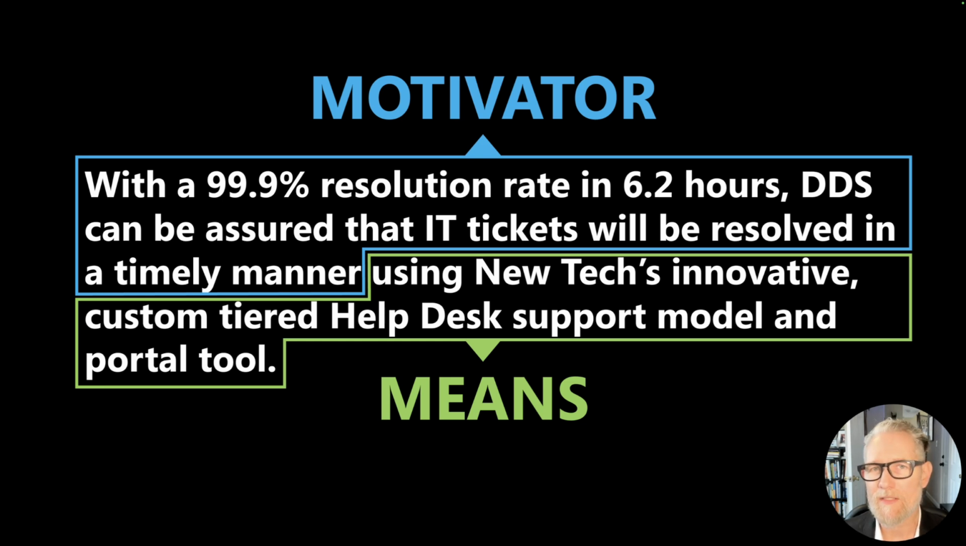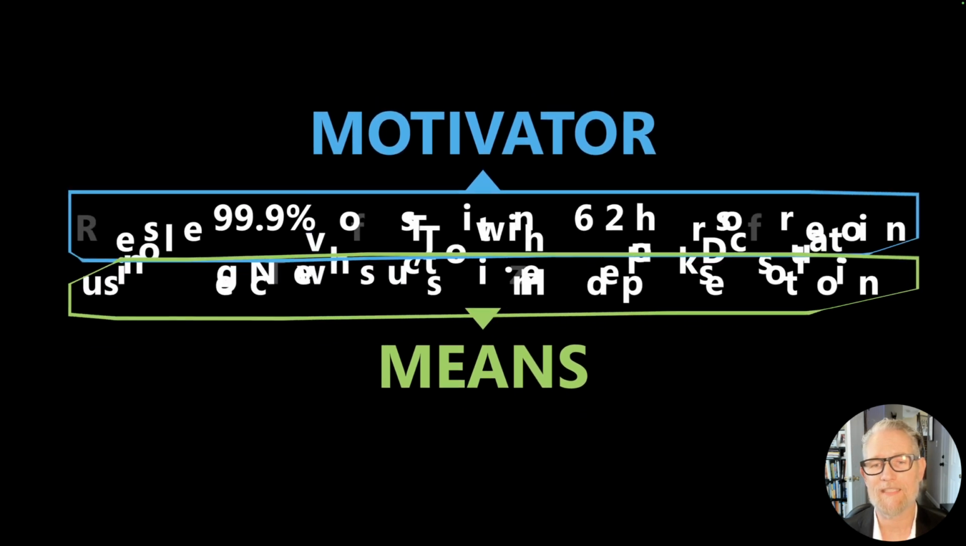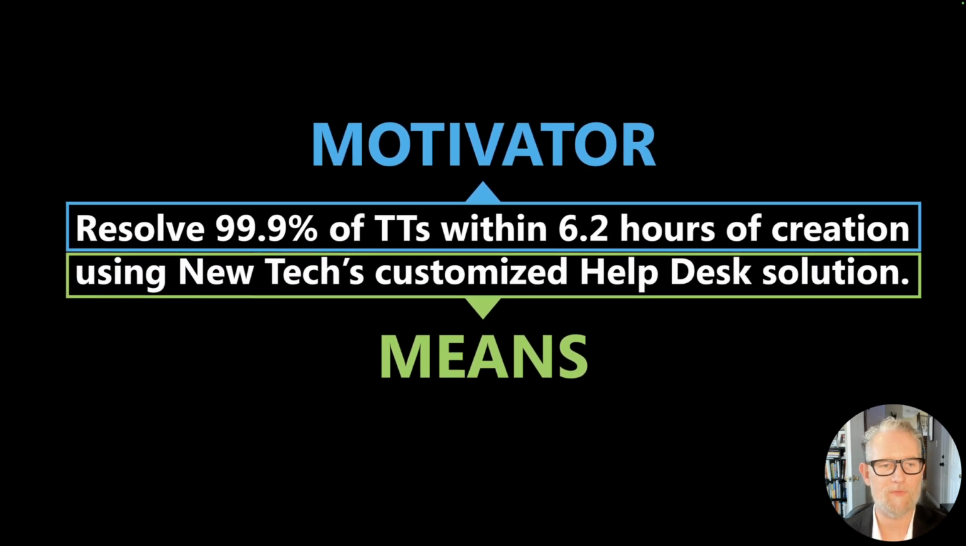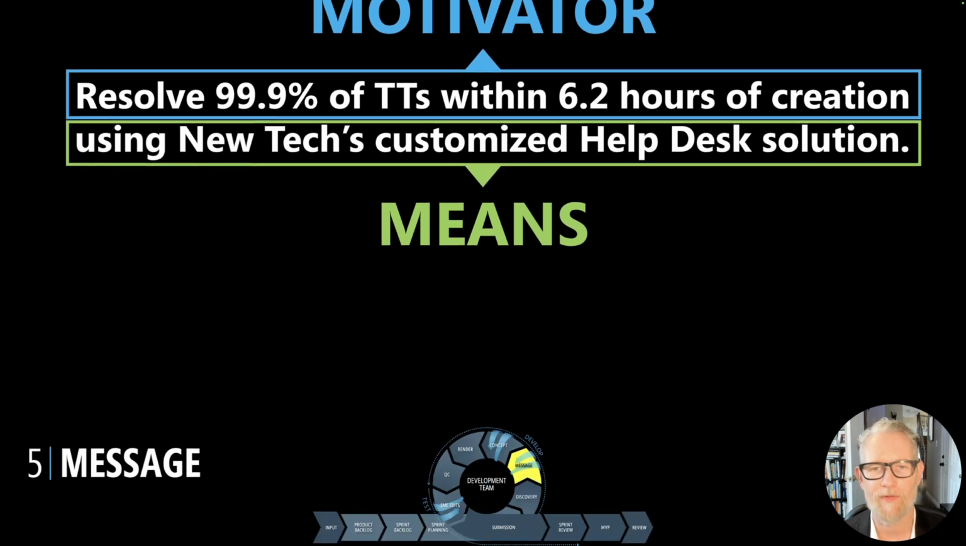But what we didn't do is we didn't make it easy. There's an old saying, keep it simple, silly. So let's simplify that message. And so now it reads, resolve 99.9% of trouble tickets within 6.2 hours of creation. Motivator, boom, that's what I want. I'm paying attention. How are you going to do that? With our customized help desk solution. So now, of course, the audience will be asking 2 questions. What is your help desk solution and how does it deliver that motivator?